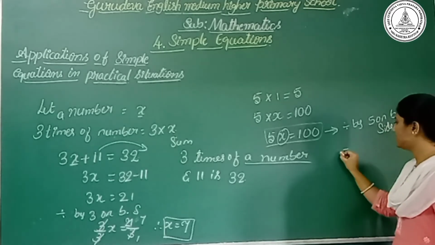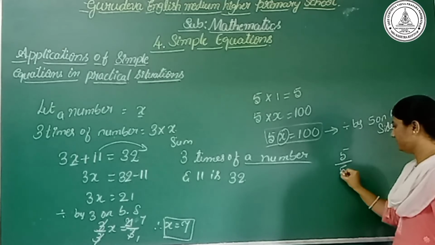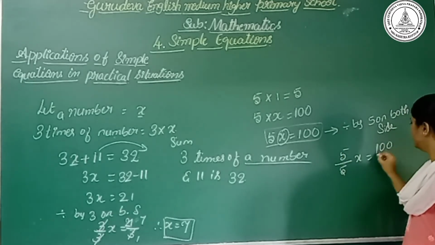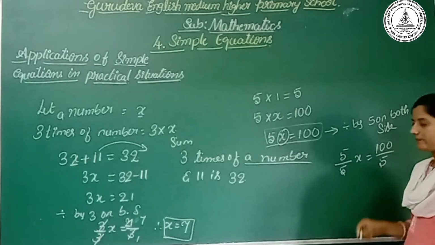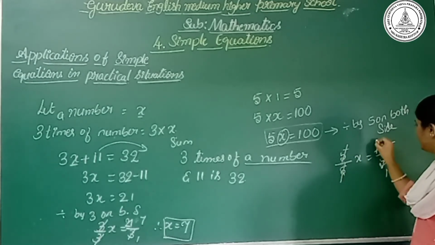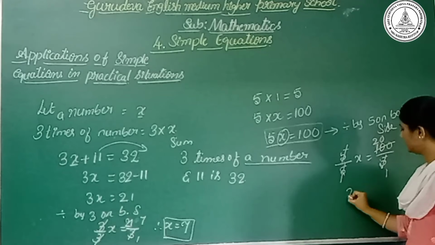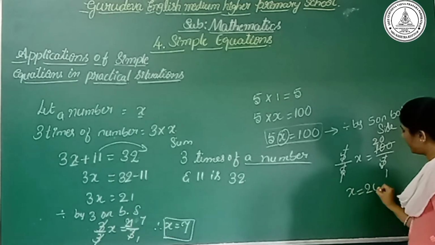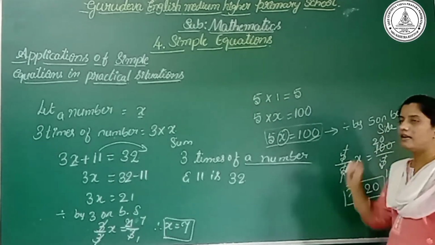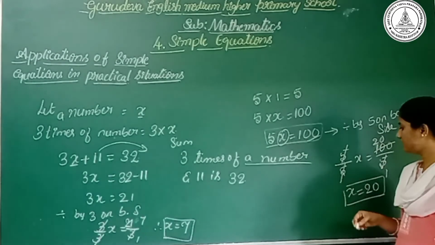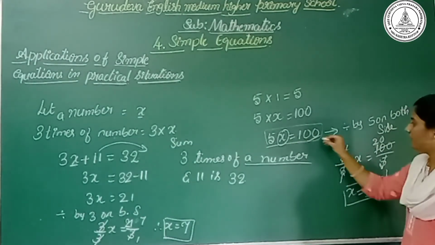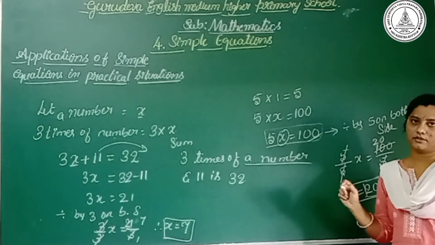Then on the LHS we get 5 divided by 5 into x, which is equal to the RHS, 100 divided by 5. Then simplify: 5 ones are 5, 5 twos are 10, so 20 is 100. Therefore the boy can purchase 20 pens for 100 rupees.